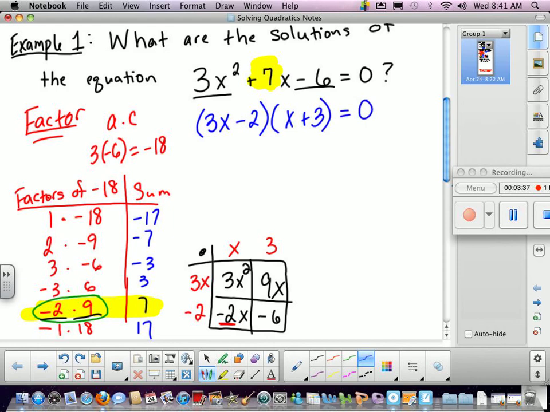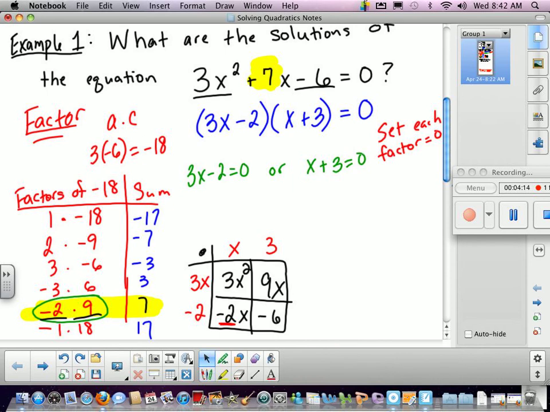So we went ahead and factored that. The next step in the process is to set each factor equal to 0. I'm going to set 3x minus 2 equal to 0. I don't need parentheses anymore. 3x minus 2 equals 0, or x plus 3 equals 0. Then we're just going to solve.